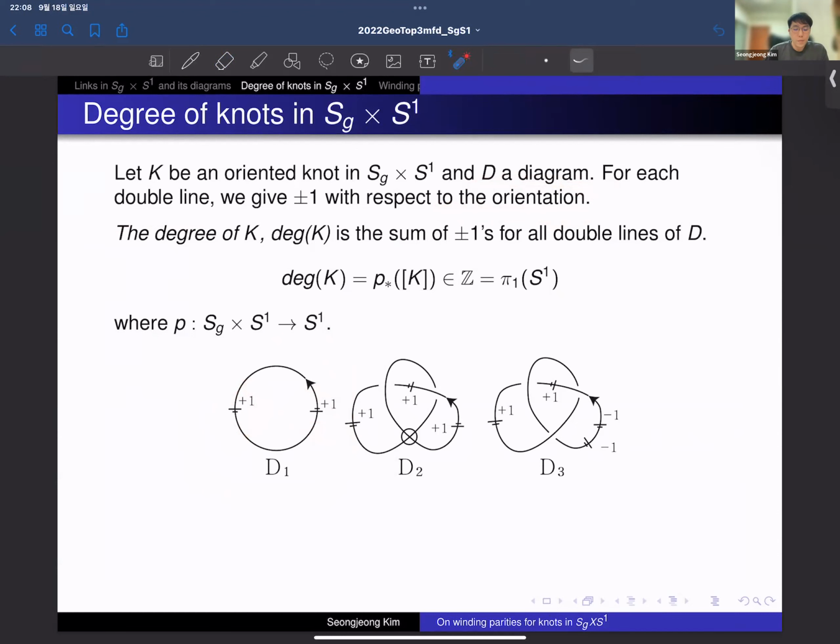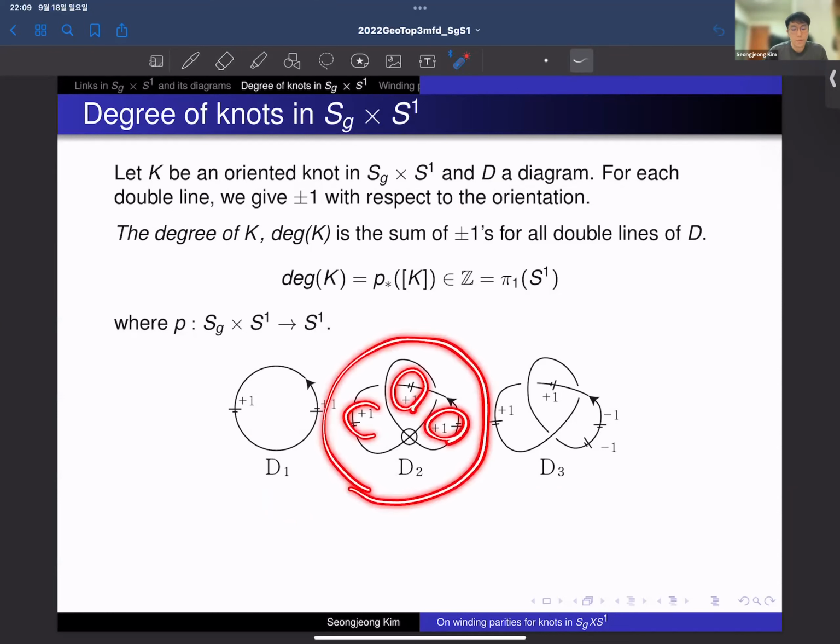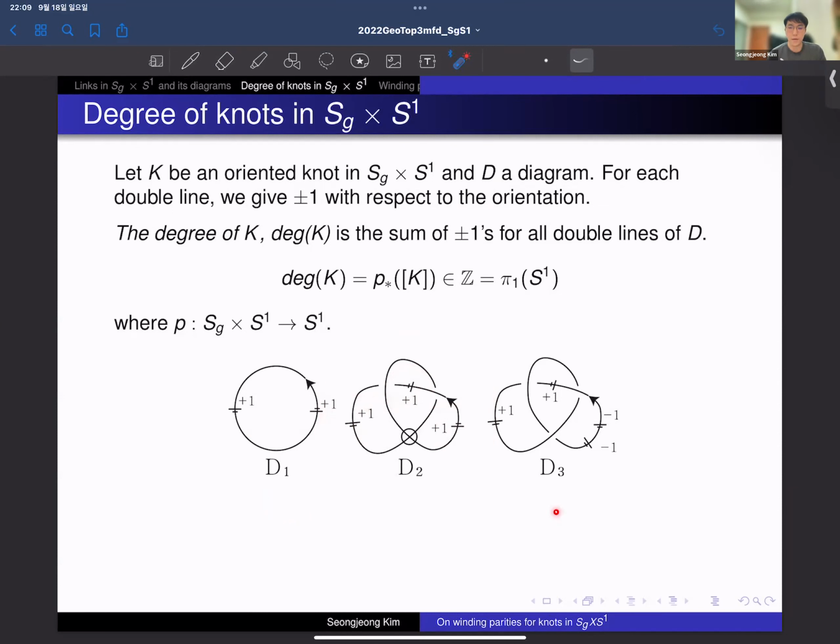So the summation of them is equal to 2, and the 2 is the degree of the knot corresponding to this diagram. And for this one, there are 3 double lines with plus 1, so it has degree 3, and this one has degree 0. We define the degree of K by using the diagram and the signs for double lines.